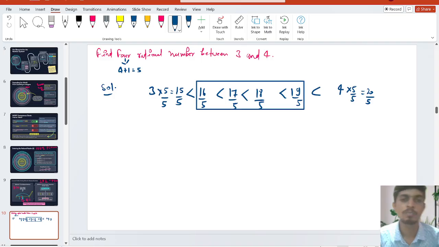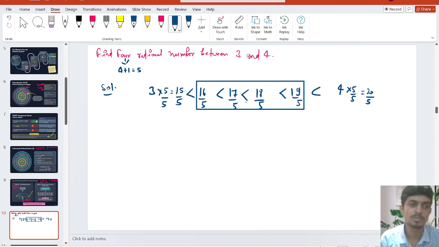What you simply apply, if a question asks you to find 4 decimal numbers, is to add 1 to the number you need to find. Like 4 plus 1, we multiply the numerator and denominator by 5, and you get 4 numbers.